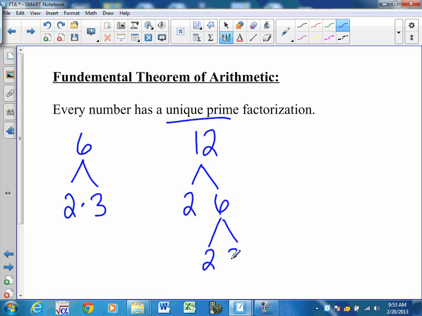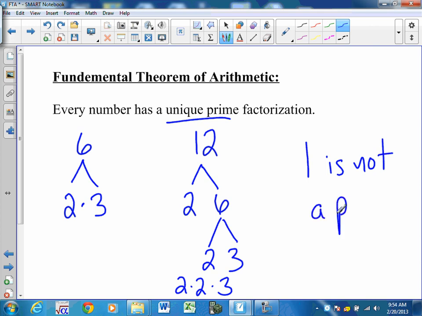Now, one interesting thing about this, because of this, 1 is not a prime number. And the reason is this. If 1 was a prime number, I could take 2 times 3, and I could multiply it by 1, and I still get 6. And I could multiply it by 1 again, and I still get 6.